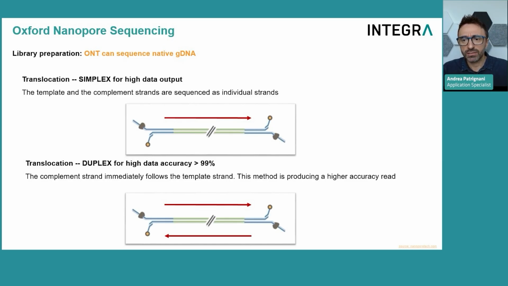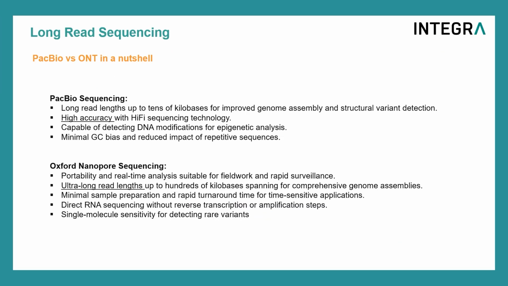Oxford Nanopore has successfully improved the quality of the data over the years, thanks to the duplex approach, currently achieving more than 99% data accuracy. This makes this sequencing technology more versatile for applications that require accuracy nowadays. To summarize, let's review the main advantages that distinguish each of the two technologies.